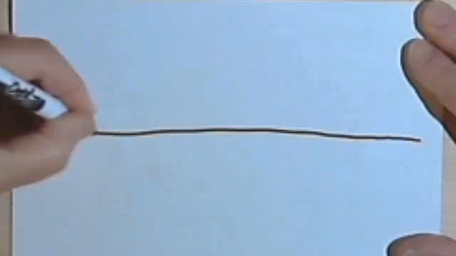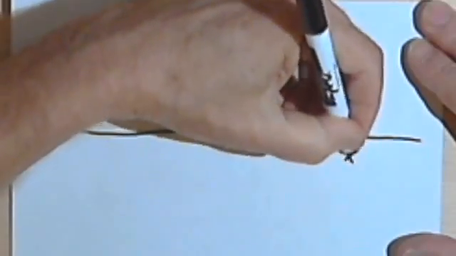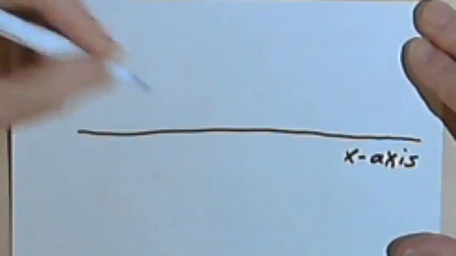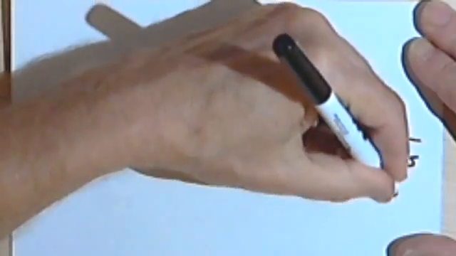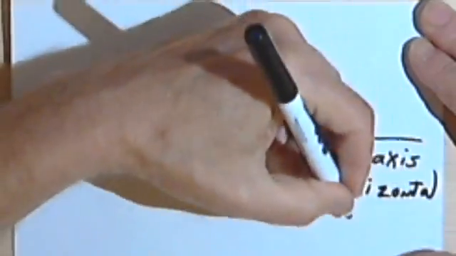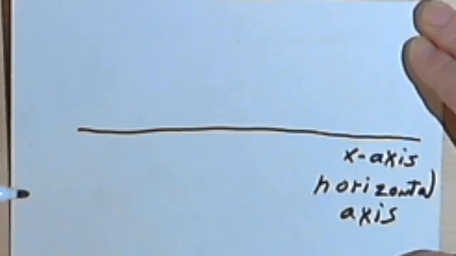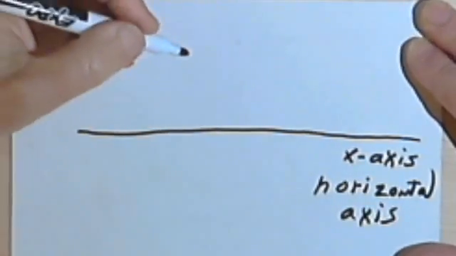So a Cartesian graph consists of basically two main lines. There's one line that goes left to right, and this is called the x-axis. Sometimes it's called the horizontal axis. Horizontal because it goes across left and right like the horizon. And you can basically think of this as a number line.